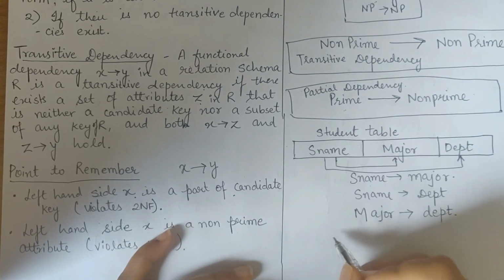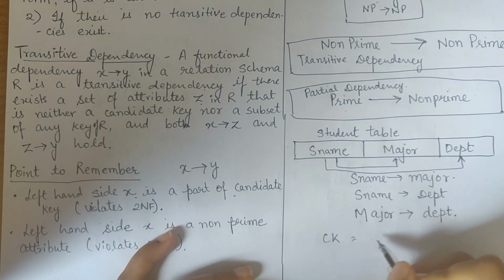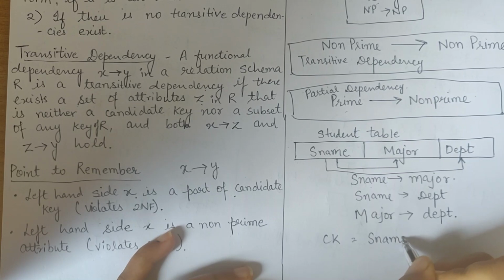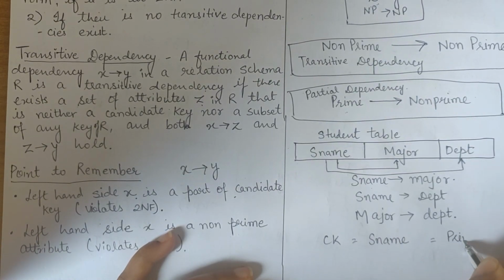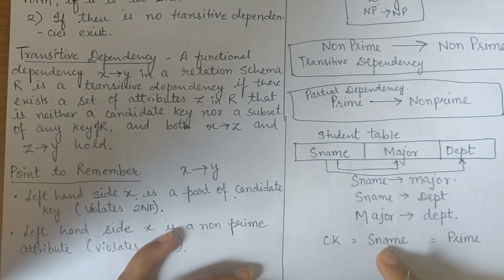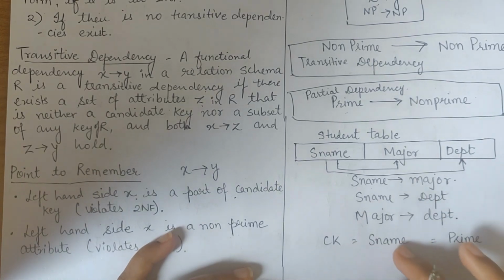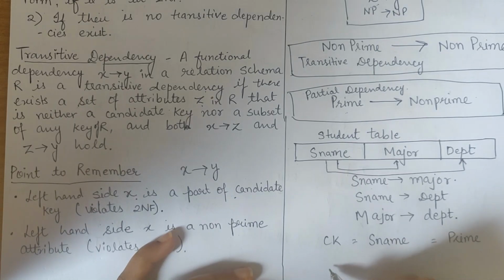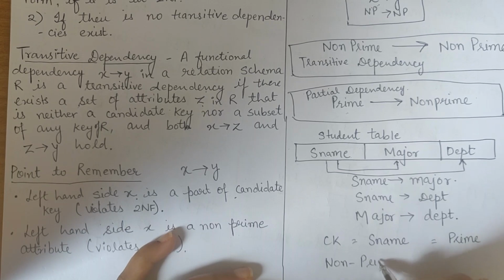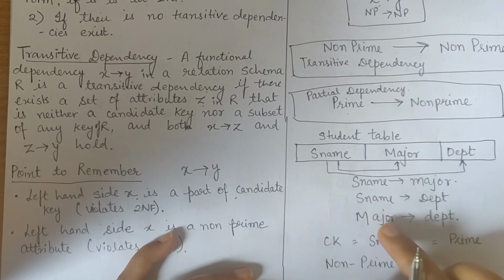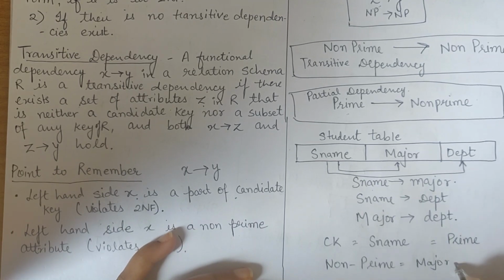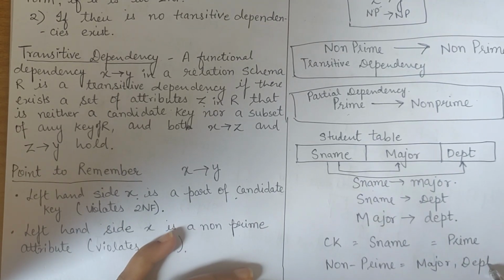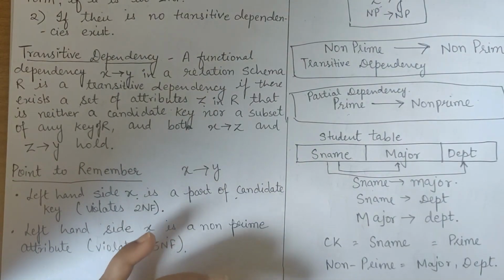That means what? The candidate key is what? The candidate key is S name. And that's why the prime attribute is only one attribute I am having in the candidate key. So the prime attribute is what? S name. And what are the non-prime attributes? The non-prime attributes are major and department. So major and department are the non-prime attributes.